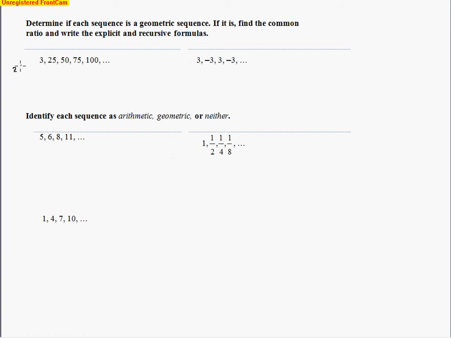And so let's do the division. 25 over 3. So everything should reduce down to 25 over 3 to see if it's a geometric sequence. So when I look at the next one, 50 over 25 makes 2. See how these numbers are not equal? Since they're not equal, that means there's no common ratio, therefore it is not a geometric sequence.